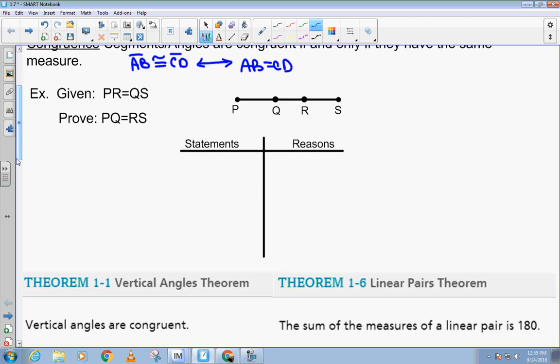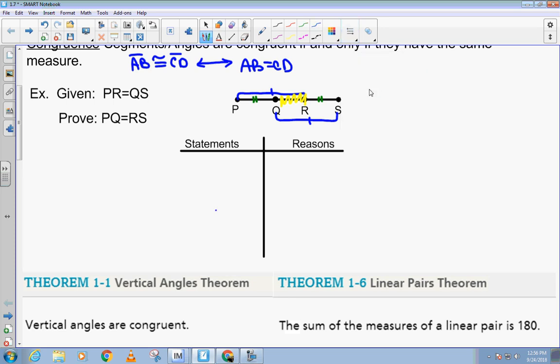It says that PR equals QS. So it's telling you that this segment right here, PR, and this segment right here, QS, their measures are equal to each other. I want to prove that these smaller segments, PQ and RS, are equal to each other. Okay? Now, it kind of makes sense that they would, because since they overlap each other, if I got rid of what they had in common, wouldn't what's left be equal to each other? Okay, yes. So, that's what we're going to do to set forth our proof here.